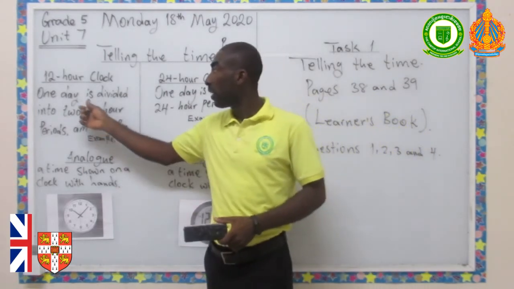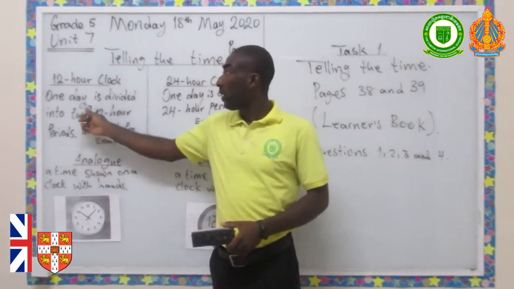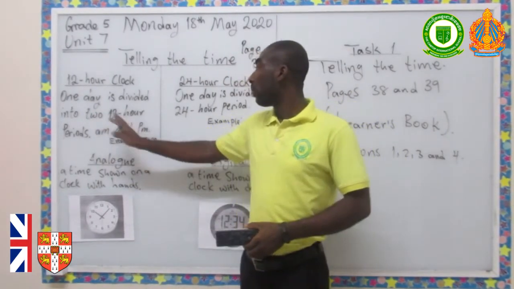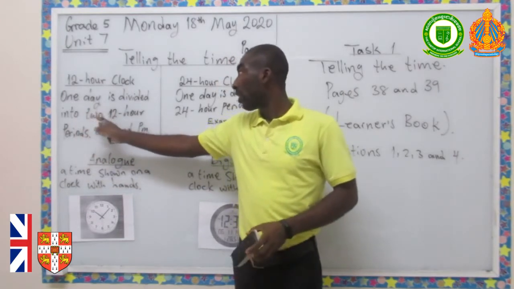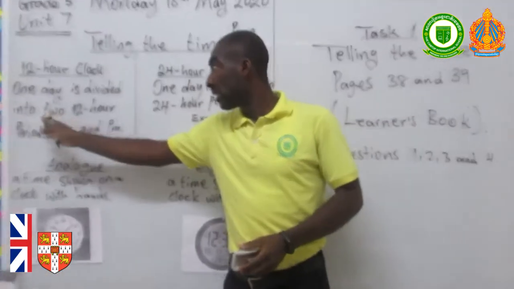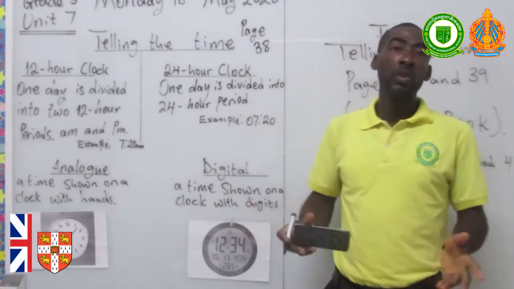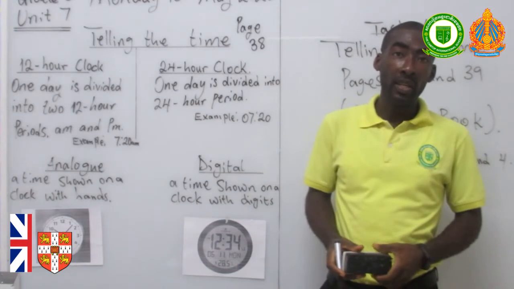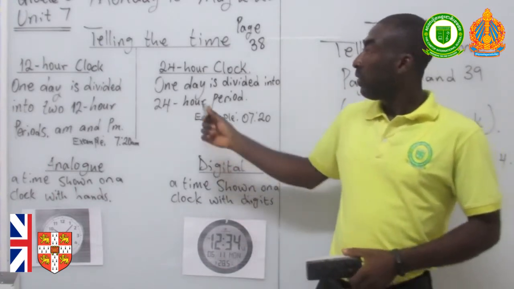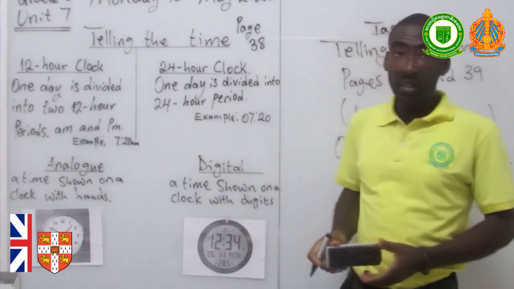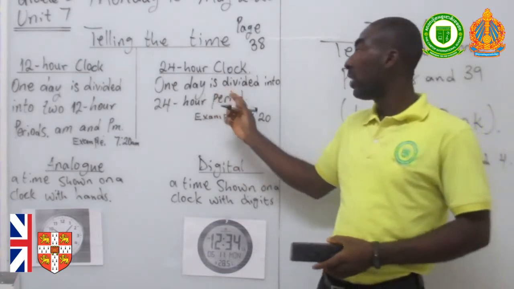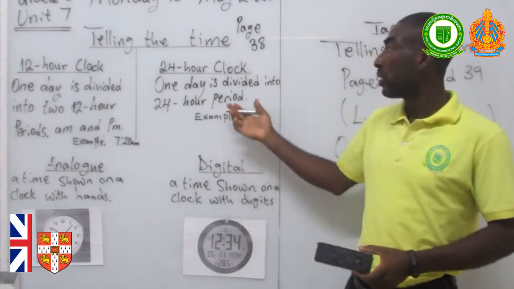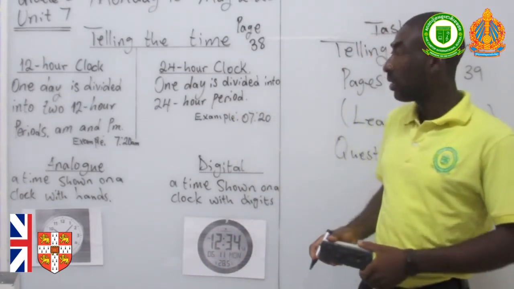Okay, so what is the 12-hour clock? The 12-hour clock is when the day is divided into 12-hour periods. So when you have a clock that has divided the time into two 12-hour periods, it means that you are using a 12-hour clock. If you have a clock that is showing a 12-hour, it means that you have divided your day into 12-hour periods. That means you are using a 12-hour clock.